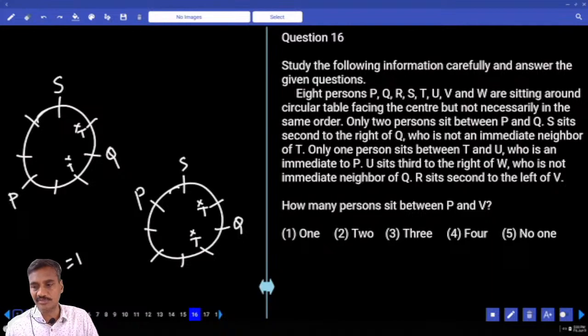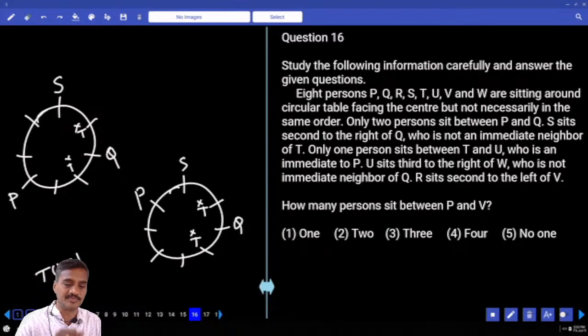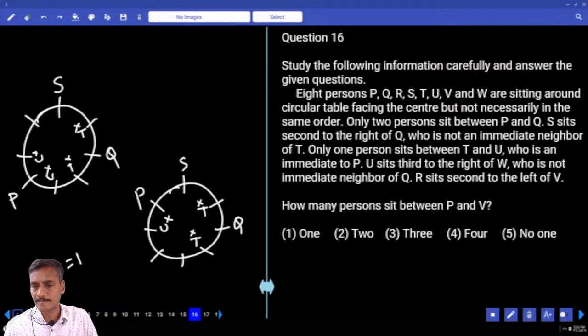U is not an immediate neighbor of P. Now U cannot be in these 2 places. As U cannot be in these 2 places, U is not an immediate neighbor of P. Now U is, and only one person between T and U.